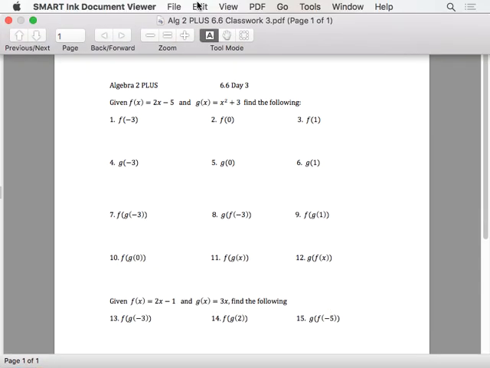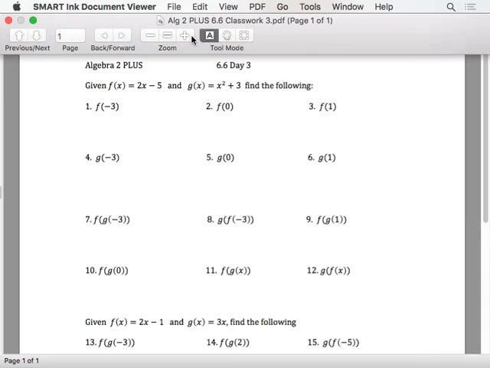Today is day 3 of 6.6, and what we're doing is spending a second day on composition of functions. So, f of x is equal to 2x minus 5, g of x is equal to x squared plus 3. What I've done is 1 through 6 are not even a composition of functions. This is just evaluating. So I'm going to do the first one.